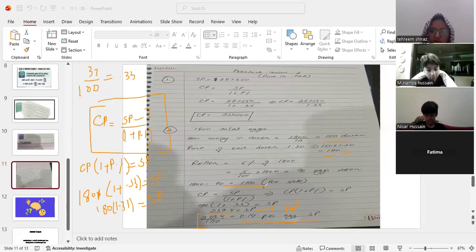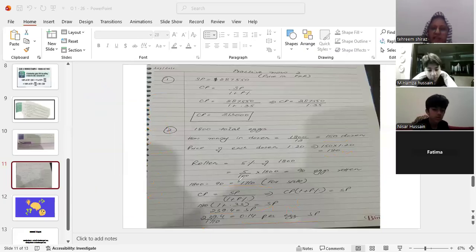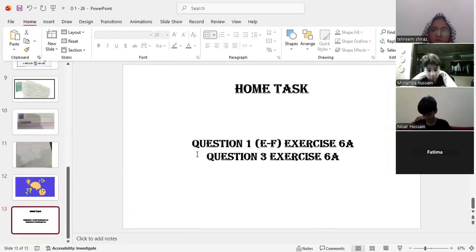If there are any questions related to this one, then please raise your hands. I will be sharing these slides and the recorded lecture in your WhatsApp groups. Don't worry. You can solve it by yourself. Now, you have your home task as well, and the home task is question number 1, part E and F. I suggest that those who are unable to do question number 1, please skip those two parts as well. We will be solving it tomorrow in the school.